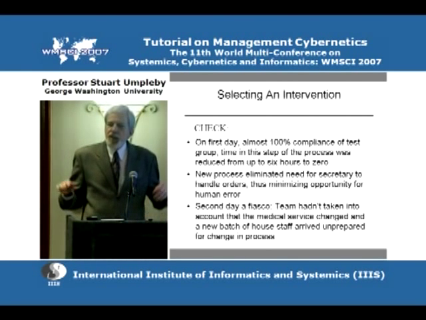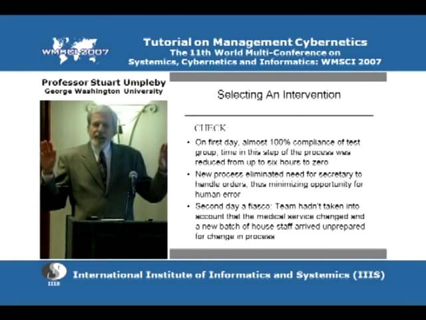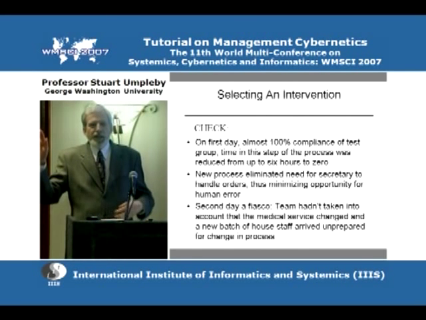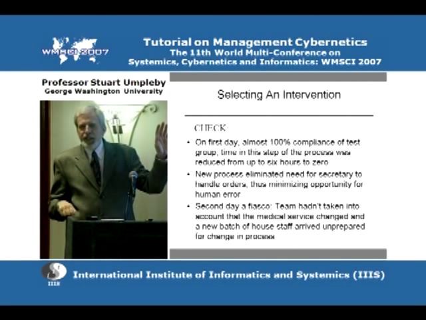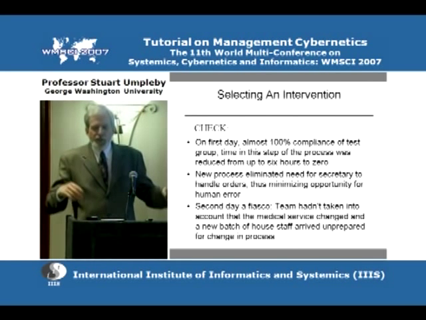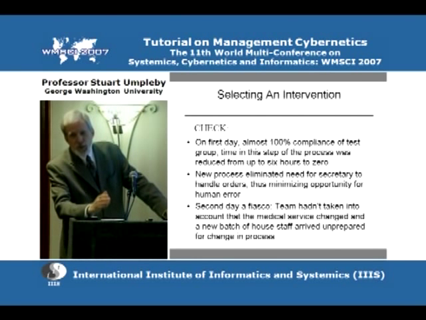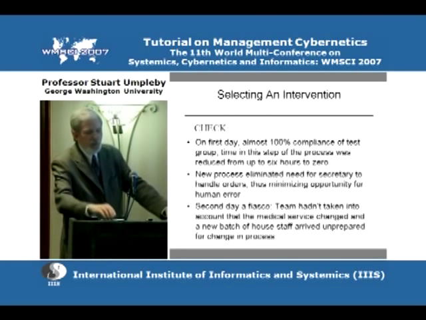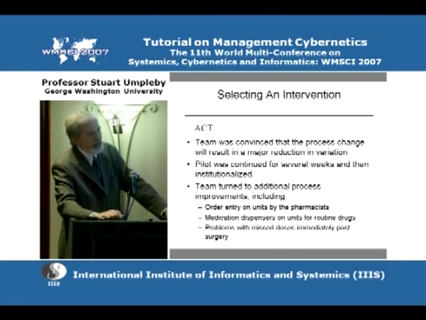I think what this means is you have two shifts. Okay, so the people who worked in one shift, they knew each other and they told each other what was going on. They didn't have any contacts with the people in the other shift, so when they showed up, they were completely lost. And this is why you always test it on a small scale and then test it more and more widely to make sure you really have a good improvement. So the team was convinced that the process change will result in a major reduction. The pilot was continued for several weeks and then institutionalized.